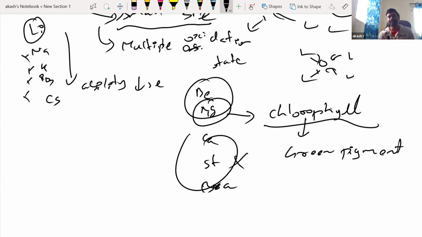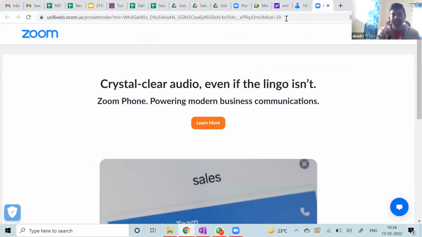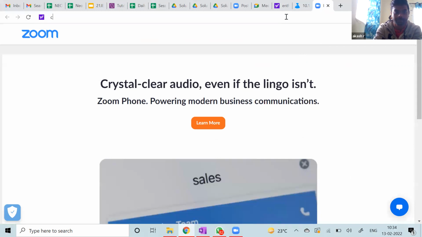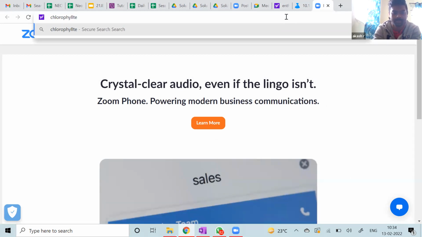We know that leaves, or generally plants, look green in color. It is because of this pigment called chlorophyll. And these green pigments, that is chlorophyll, are actually made out of magnesium. Actually, I can show you, that's very interesting stuff. Let me show you. Google: chlorophyll structure.